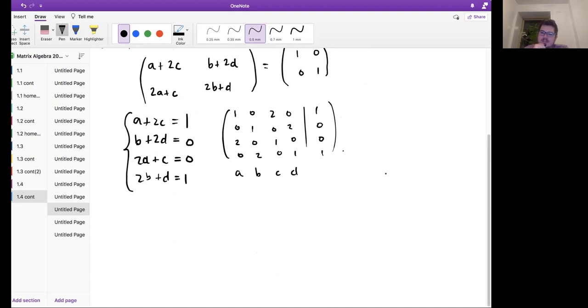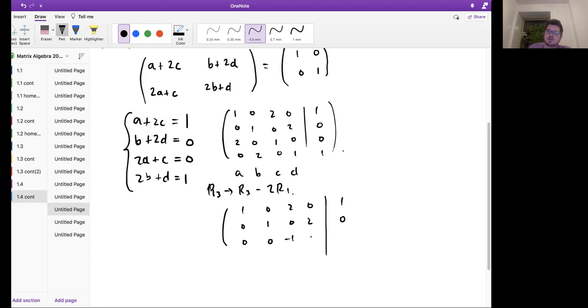All right, how do you solve this? Which row operation do you want to do? There's only one option, right? Let's do row 3 minus 2 row 1. So 0, 0, negative 1, 0, negative 2, 0, 2, 0.